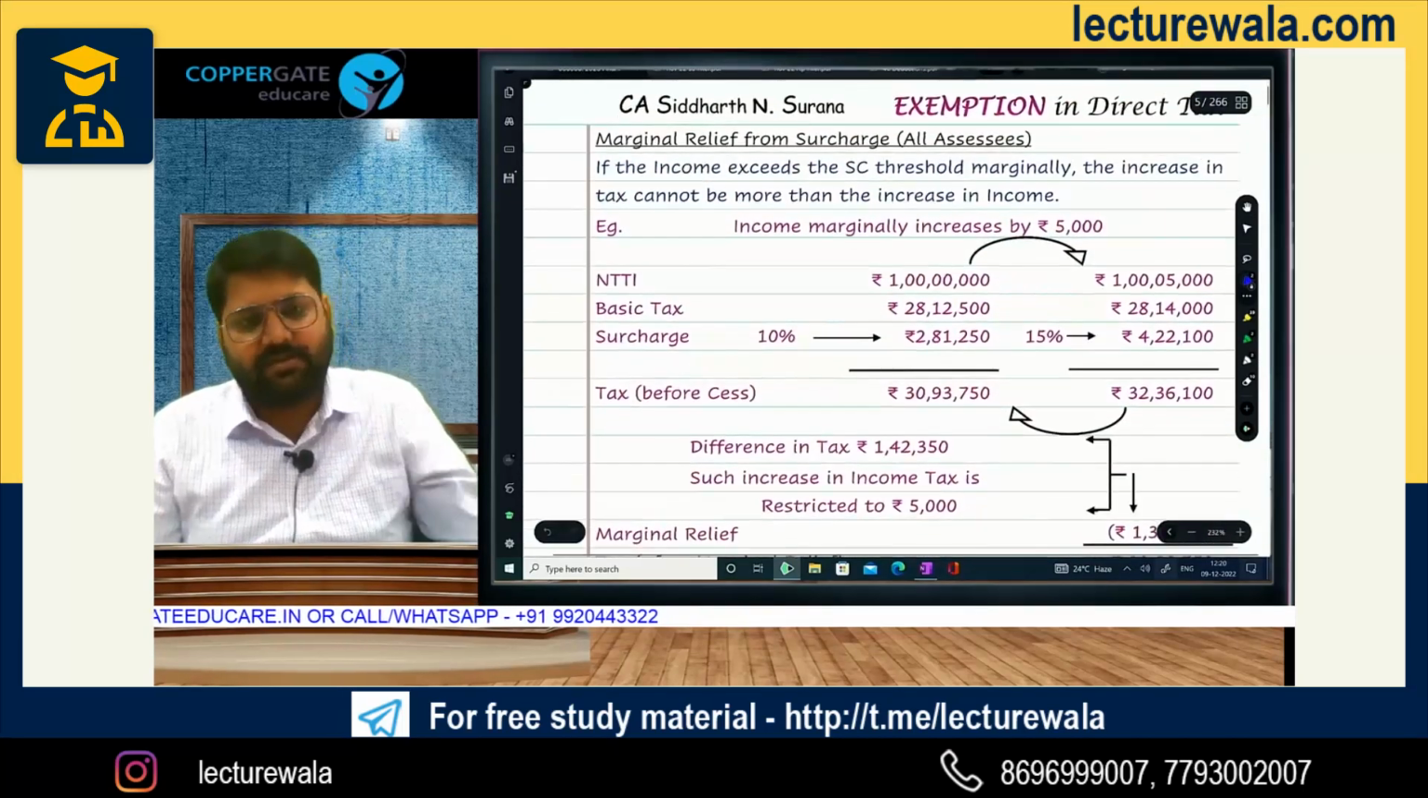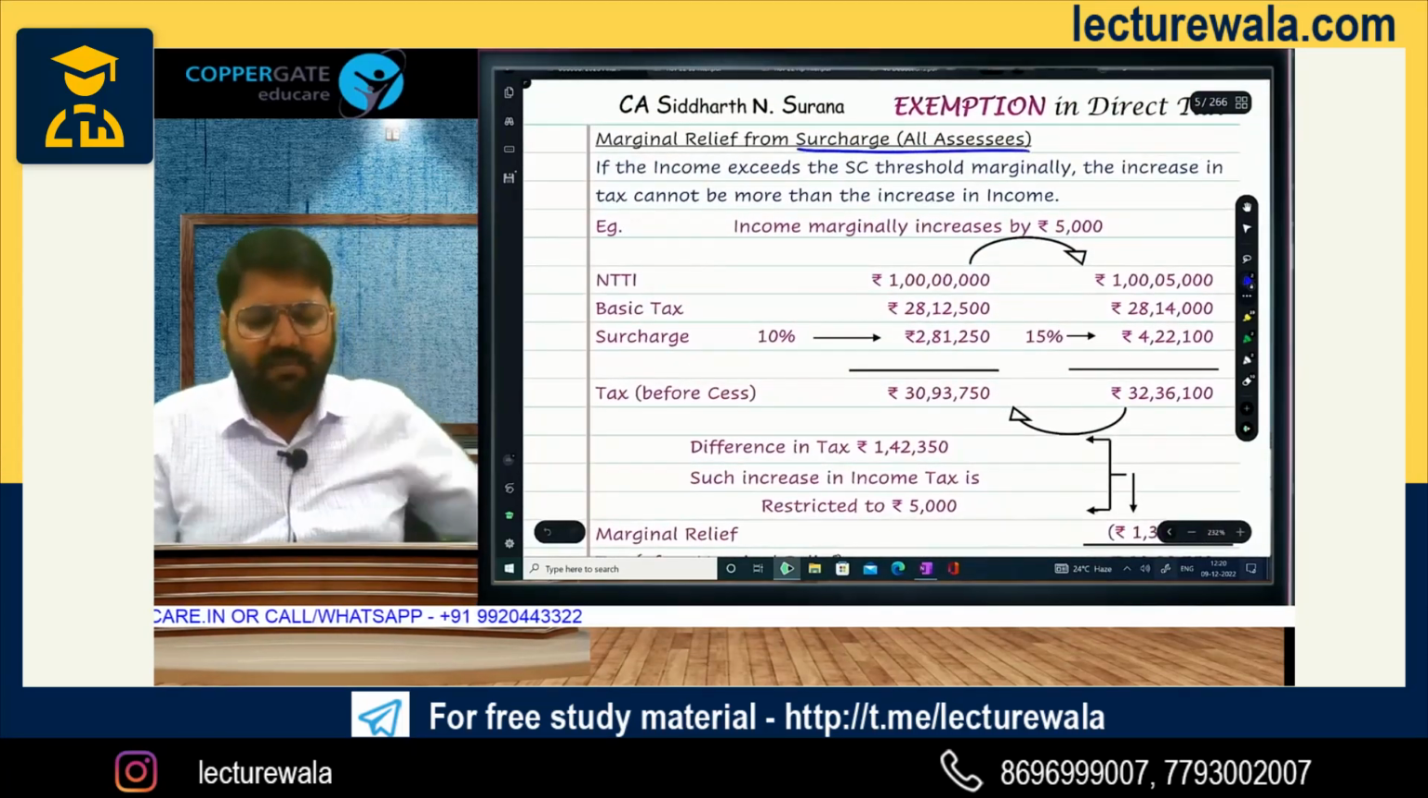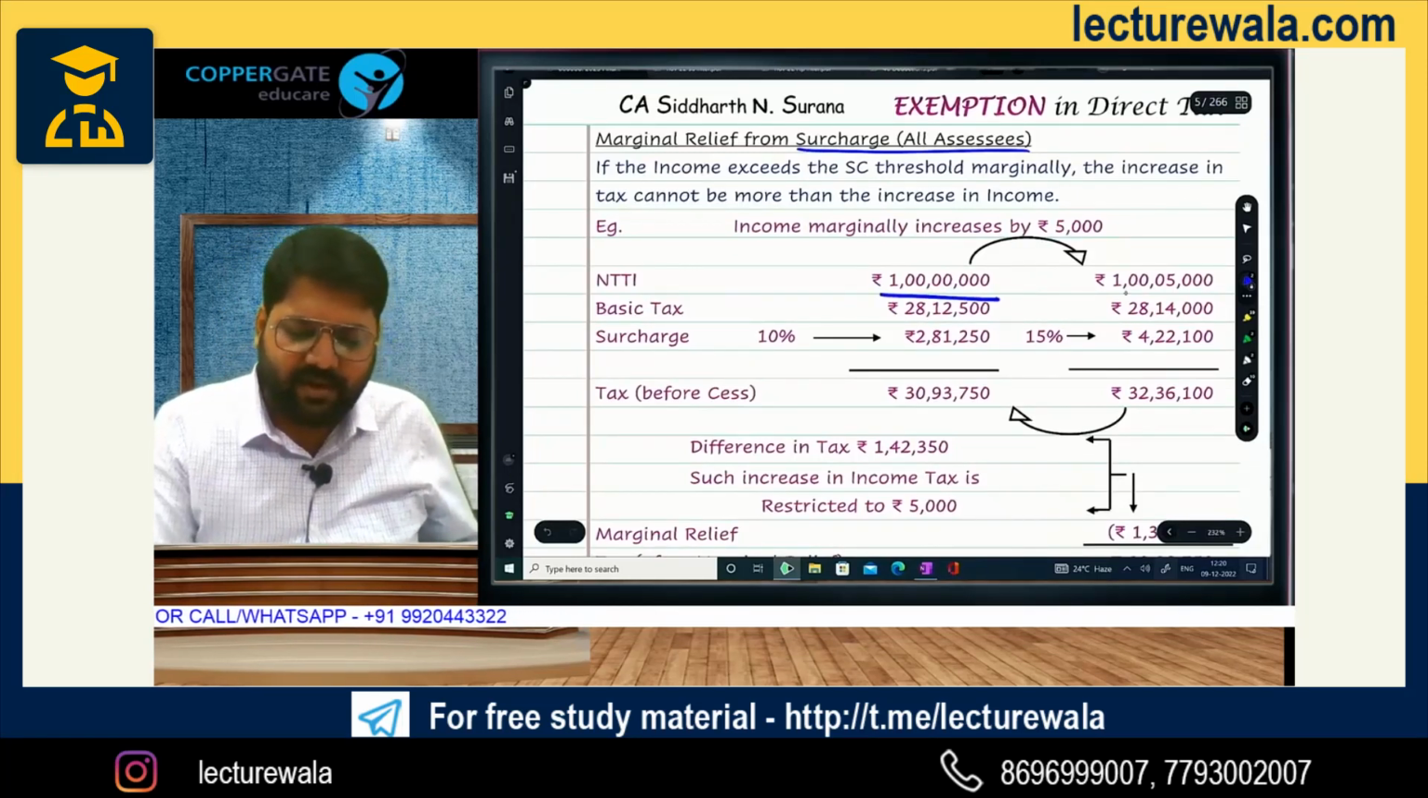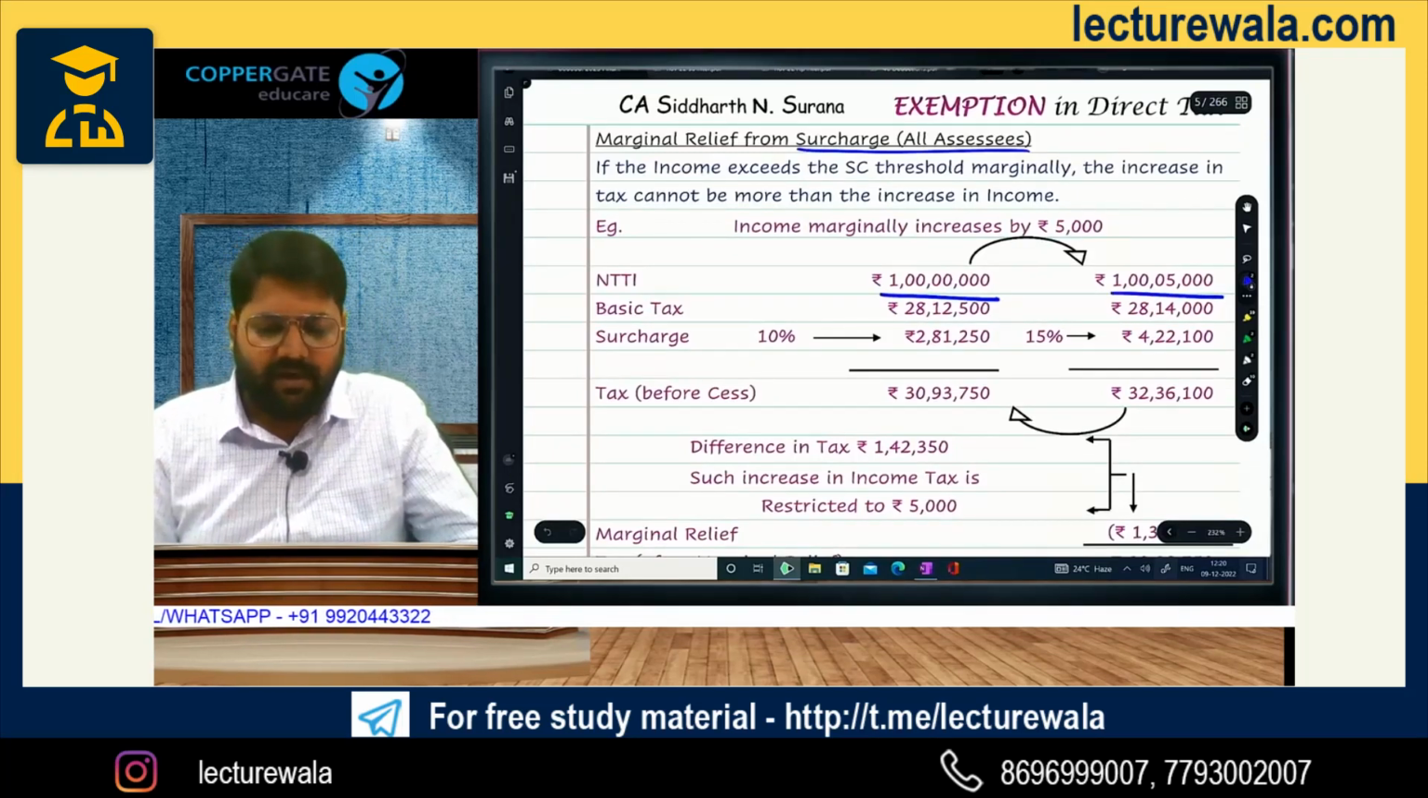And the last concept under surcharge, which most people are aware of, is marginal relief. One assessee has income of 1 crore, another assessee has income of 1 crore 5,000.